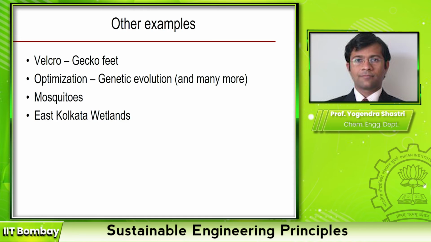Another very relevant example in the Indian context is East Kolkata wetland, similar to the example that I showed on the previous slide. These East Kolkata wetlands have been traditionally very useful to provide fresh water to the city of Kolkata, and at the same time providing other resources like fish and so on, and it's all natural.